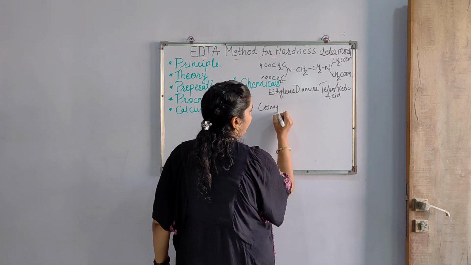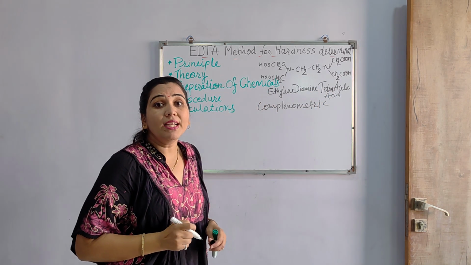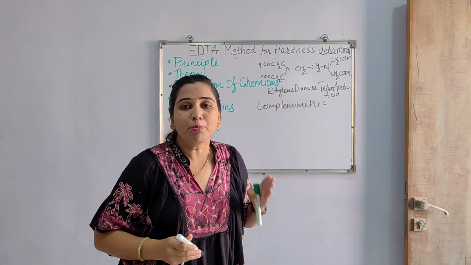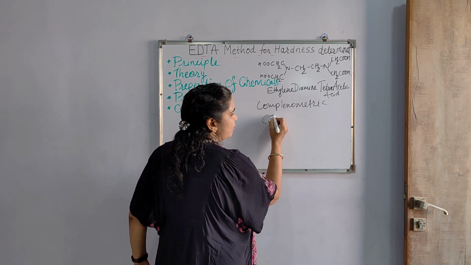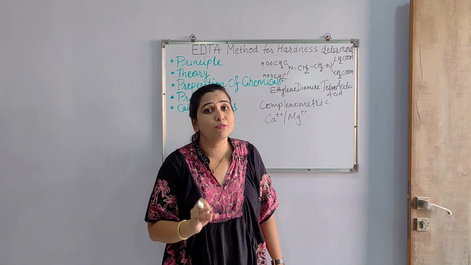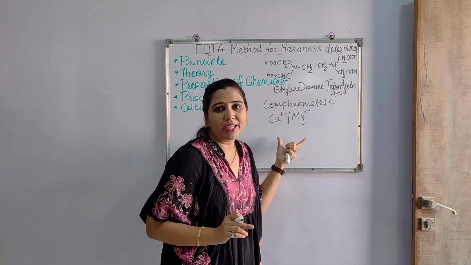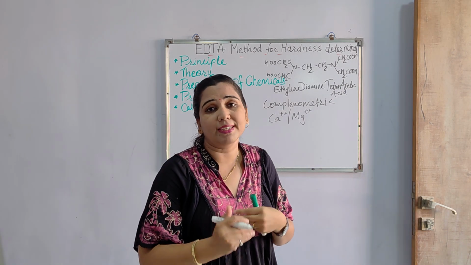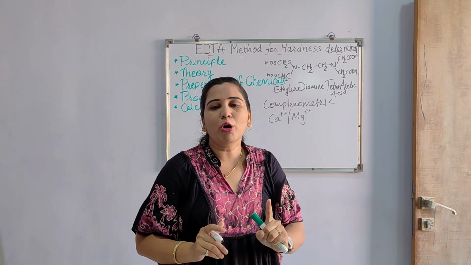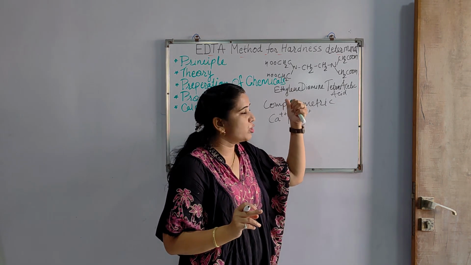Why complexometric? Whenever EDTA, or ethylene diamine tetra acetic acid, comes in contact with any positively charged metal ion, for example the metal ions present in hardness, magnesium ions, calcium ions, any positively charged di-positive metal ion, it will form a complex. That complex is very stable, and that's why it is called a complexometric method. One EDTA molecule is responsible for the formation of a complex with one metal ion. That means the proportion is 1:1.